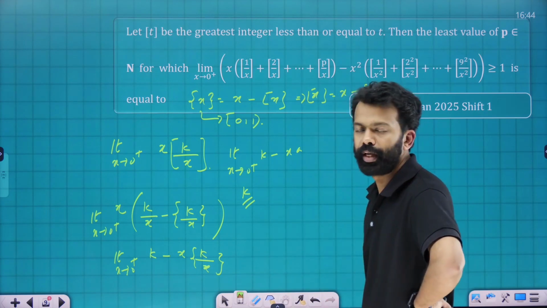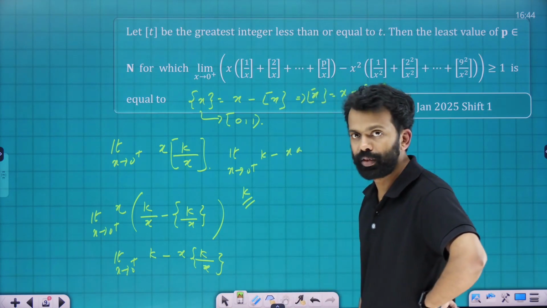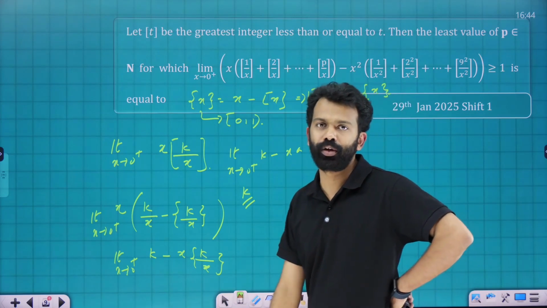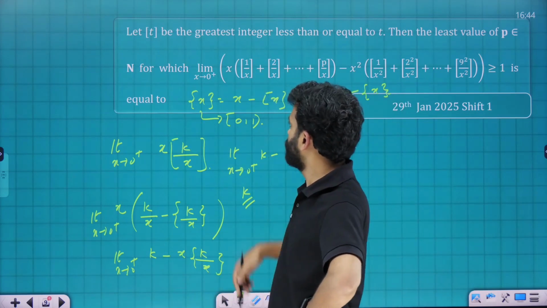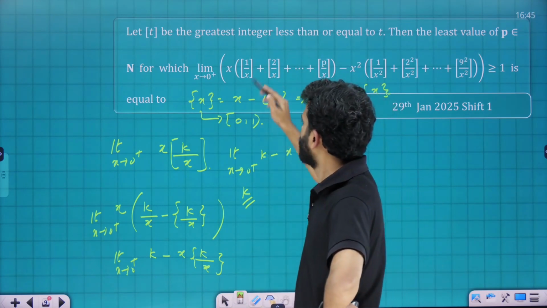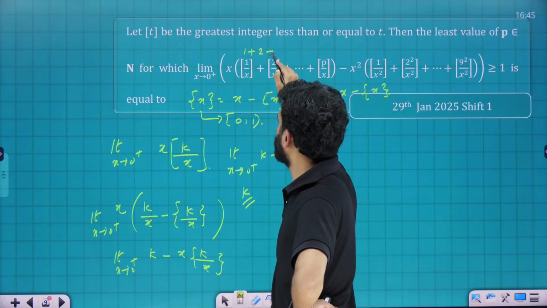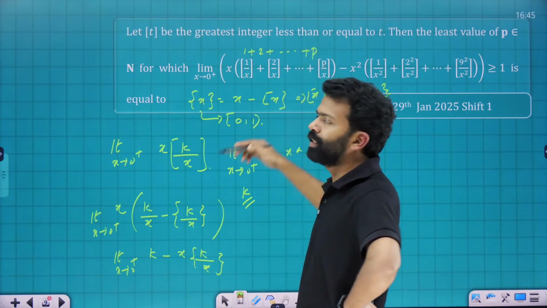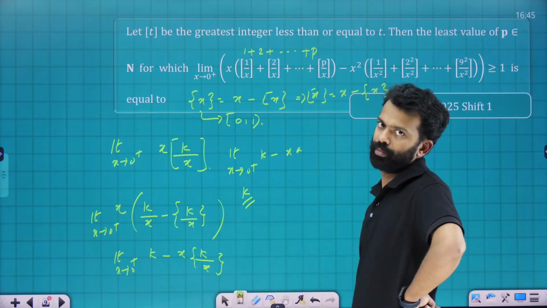So what is the answer for this one? X into box k by x is k. Therefore, x into box 1 by x is 1, x into box 2 by x is 2, and x into box p by x is p. Therefore, it will be 1 plus 2 plus etc. plus p. Basically, it is the sum of the first p natural numbers.